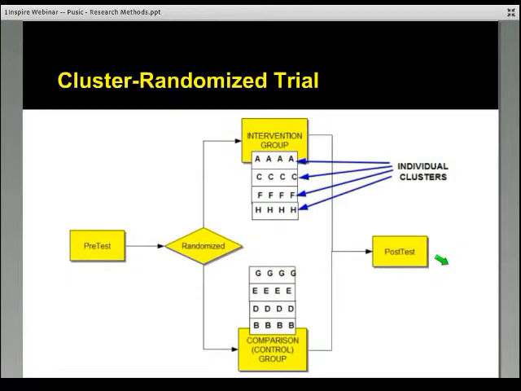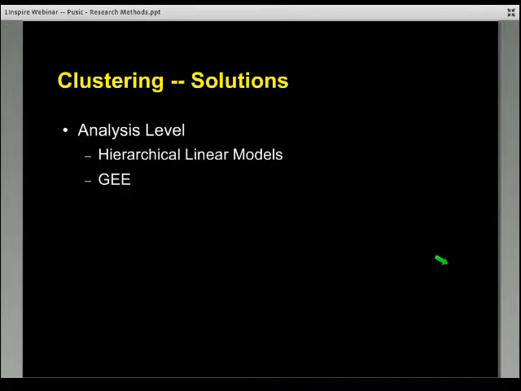A cluster randomized trial is taking this one step further in that we randomize clusters and not people. This is more and more being seen in knowledge translation studies where you randomize hospitals and the clinicians within a hospital and then take that into account. And then finally, there are great new statistical techniques called hierarchical linear models and generalized estimating equations that can take this into account as well. In fact, a lot of the journals are now looking for the fact that you took into account the clustering that happened in your data.